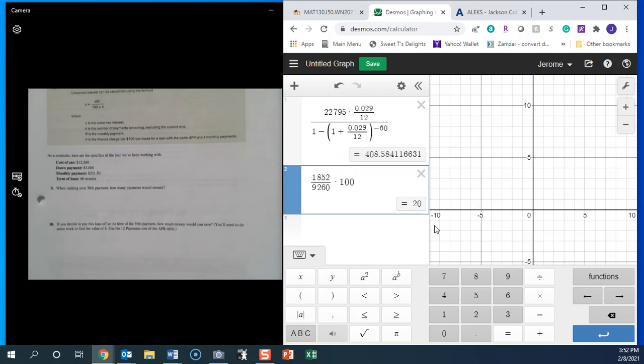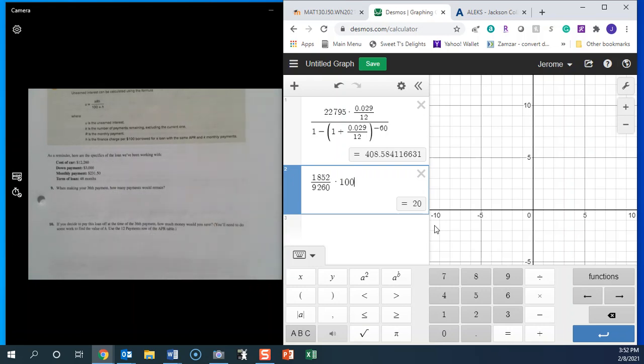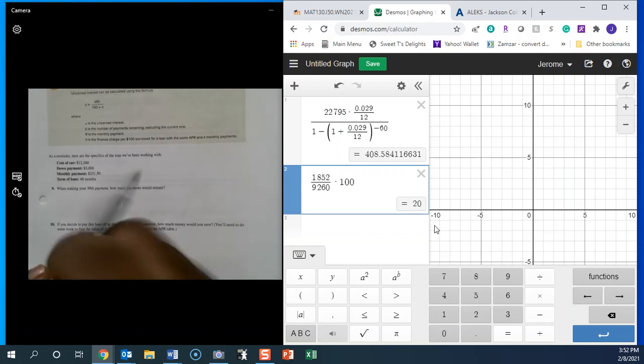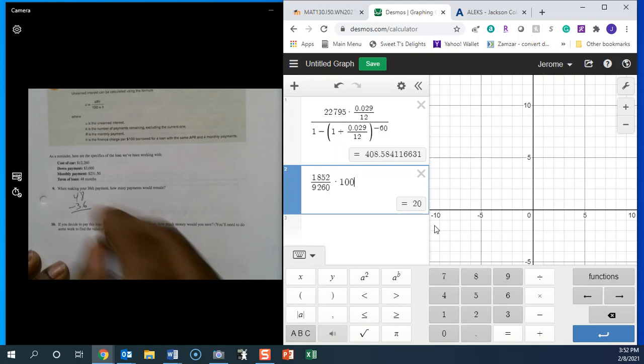All right. So they give us this reminder of what we had when we started this lesson off. And we look here at number 9. It says, when making your 36th payment, how many payments would remain? Well, there were 48 payments. You're going to make your 36th payment, so you would take 48 minus 36. It's 12 payments that remain.